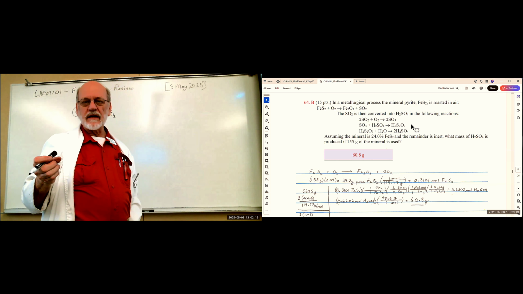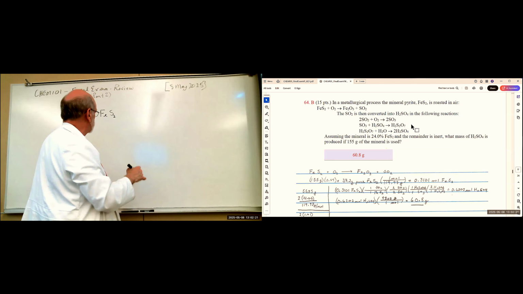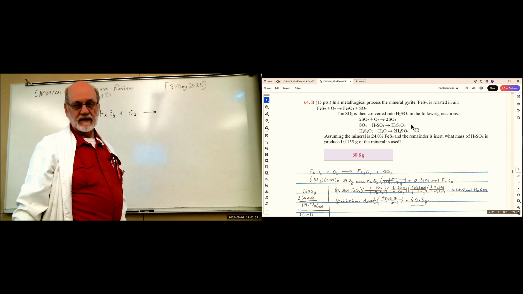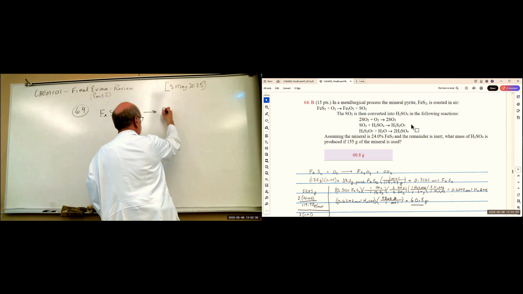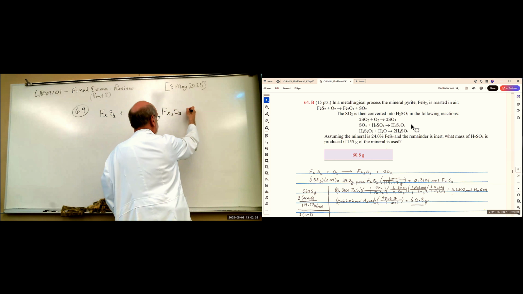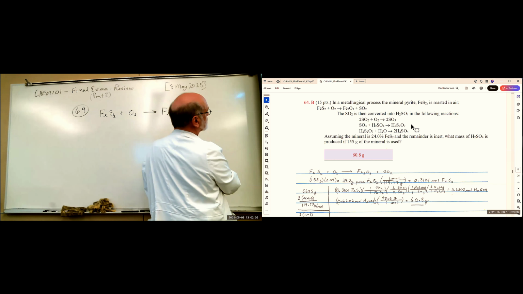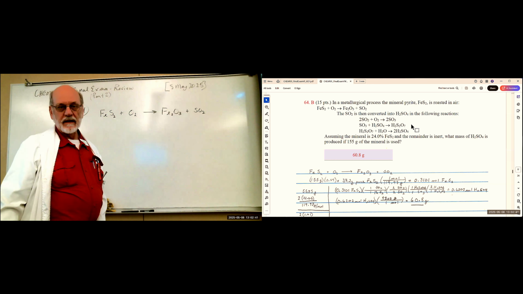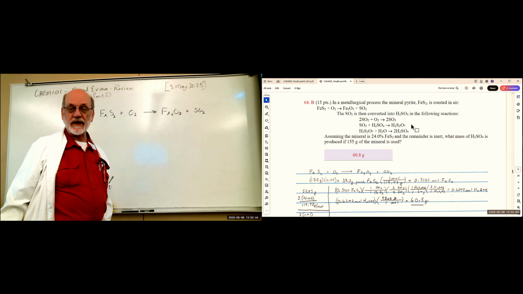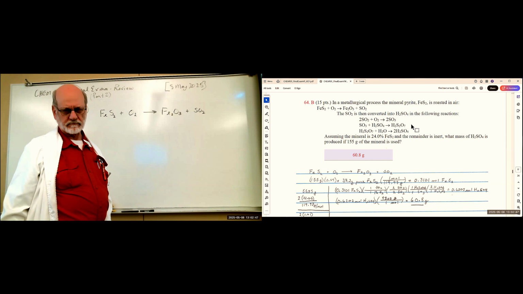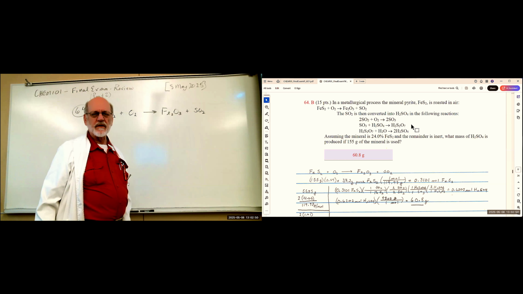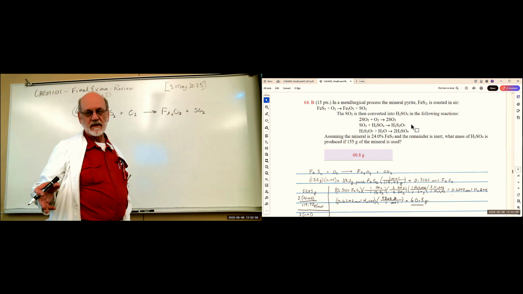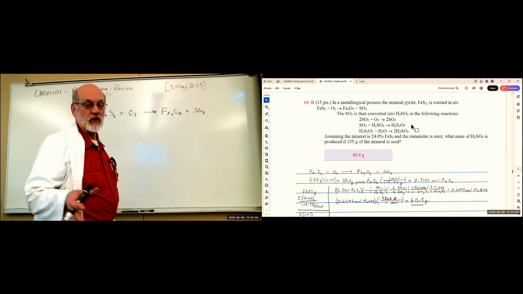Okay, anyway, if we roast it in air, that is, we combine it with oxygen, what do we get? We get Fe2O3, rust, plus SO2. The SO2 is then converted into sulfuric acid in the following reaction. Assume the mineral is 24% FeS2, and the remainder is inert.